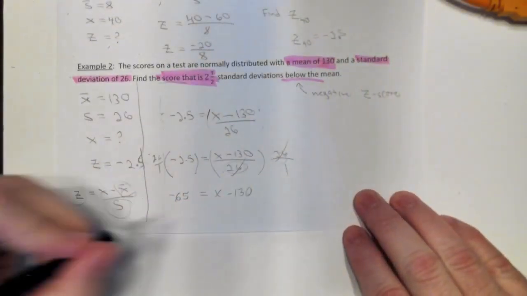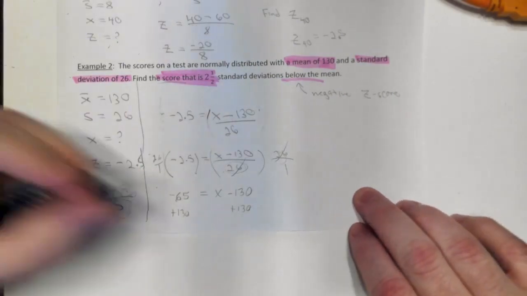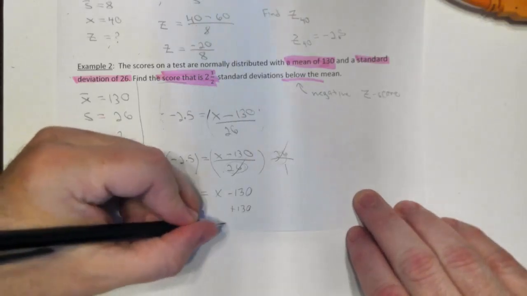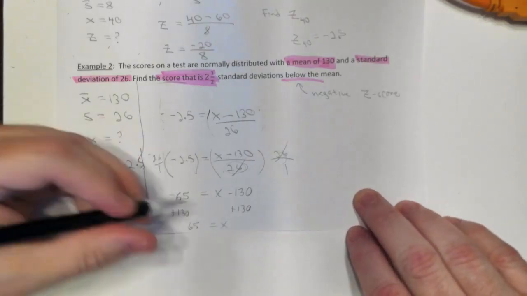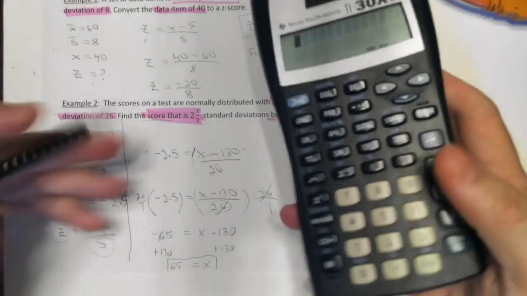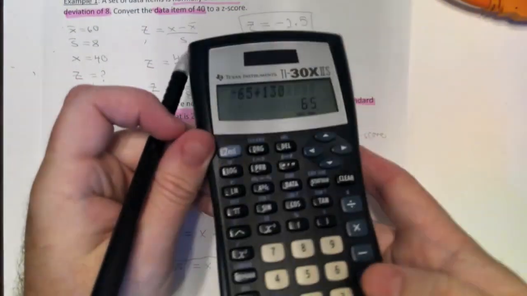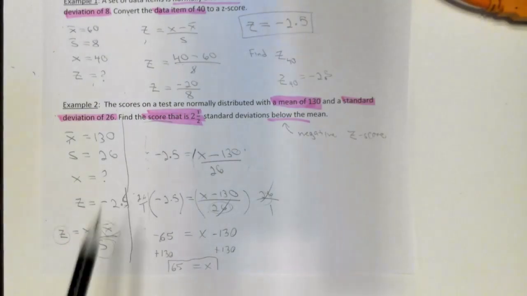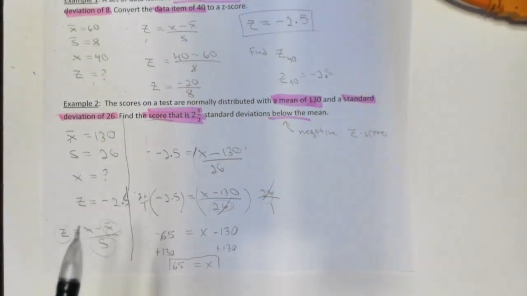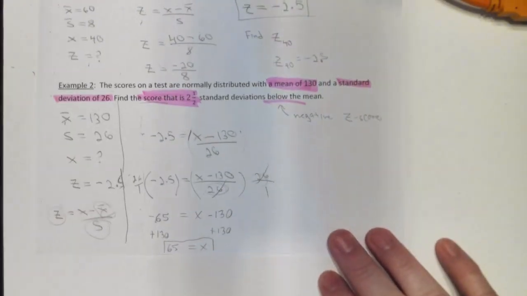At this point, you're going to add 130 to both sides. And so we get x equals 65. It just so happens that minus 65 plus 130 is 65. Okay, so the score that is 2.5 standard deviations below the mean is 65. And that's pretty much it.